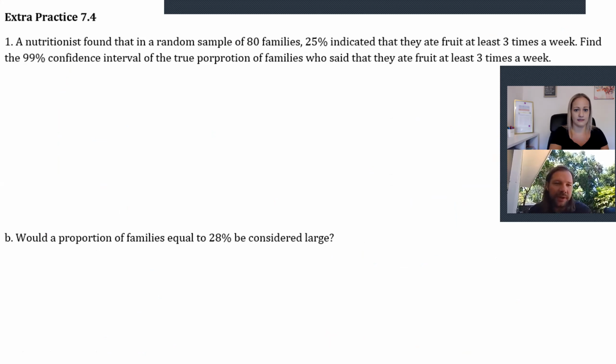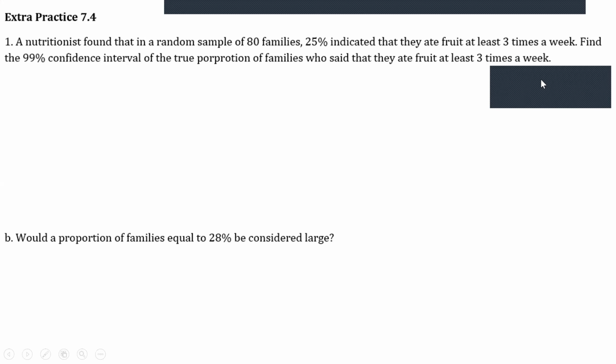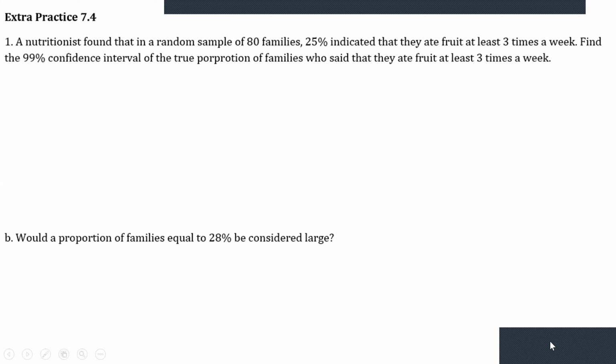Practice problem number 1 says a nutritionist found that in a random sample of 80 families, 25% indicated that they ate fruit at least 3 times a week. Find the 99% confidence interval of the true proportion of families who said that they ate fruit at least 3 times a week. Just to be clear, you should eat fruit a lot more than 3 times a week.